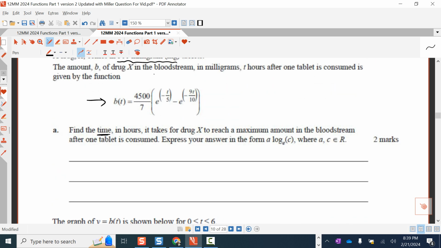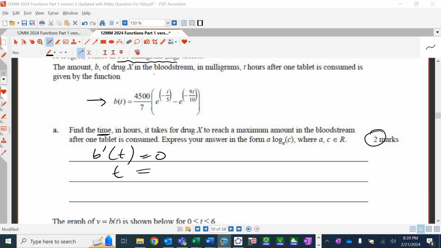Okay, so what we're going to do is define this function here. And then for 2 marks, our method is going to be to say b dash t equals 0. So we're going to set the derivative of this function to 0, and that is going to give us the point at which it's at its maximum. So we're going to say t equals.